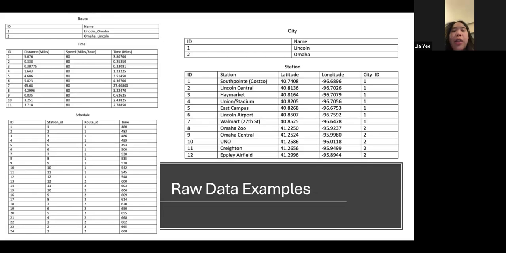And this is a raw data example of our data. And as you can see in the timetable, we put the speed as 80 miles per hour. And for the station, we chose the real geographic coordinates.